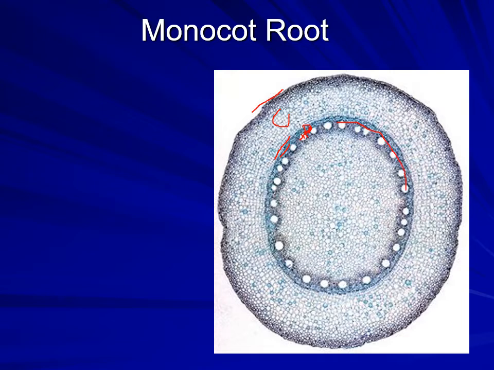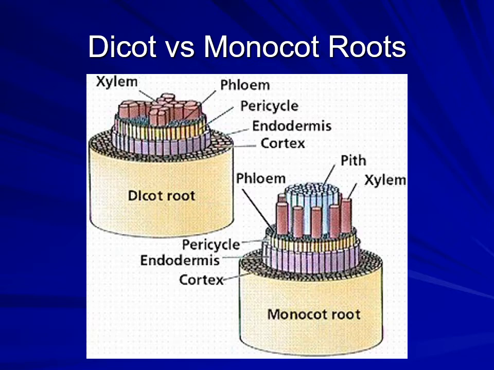Let's look at the next slide. It'll kind of help. So here's the monocot at the bottom. The cortex is exterior to the stele, as I mentioned. Then there's this endodermal layer. Coming up next, we'll talk about that.